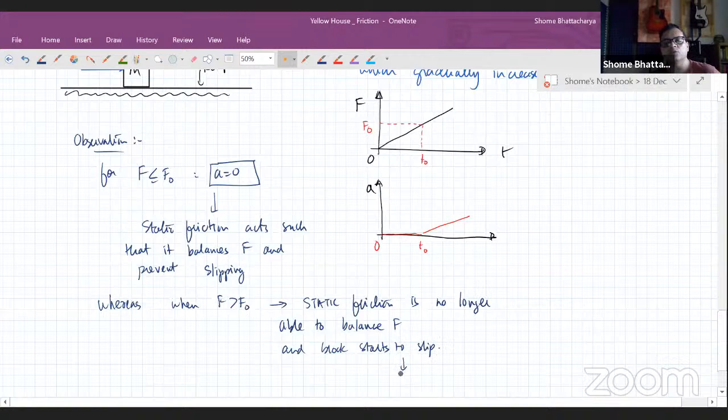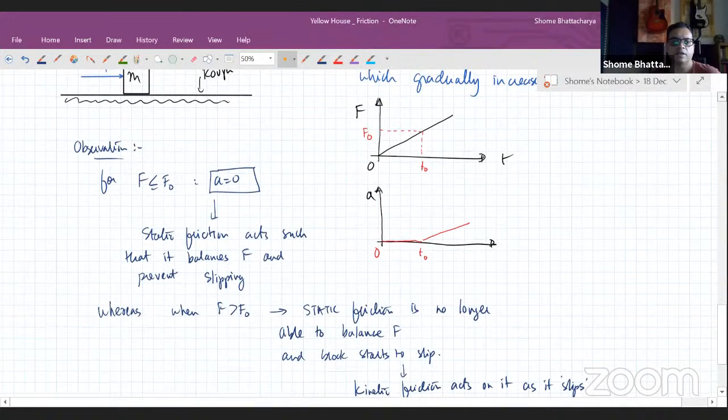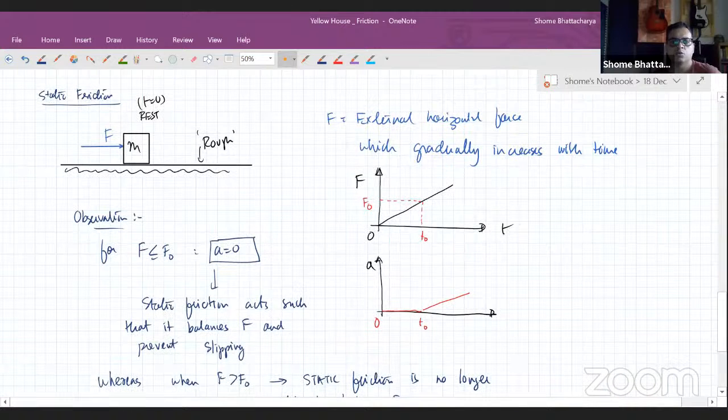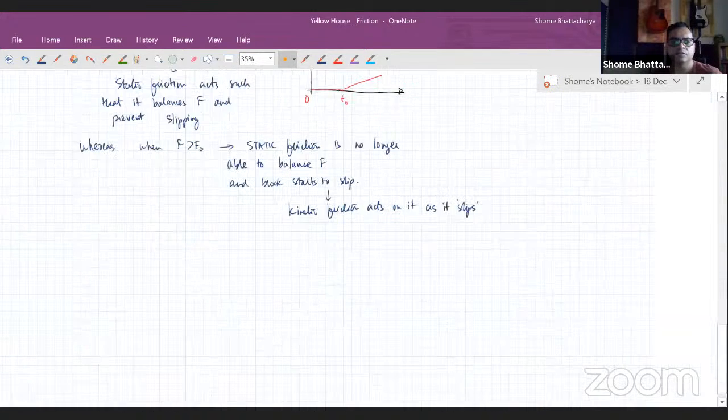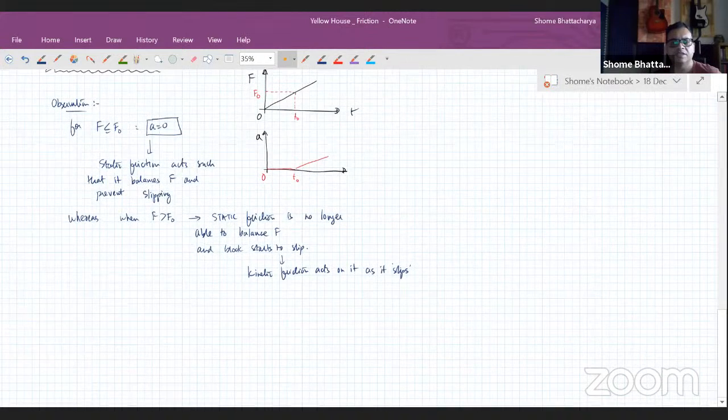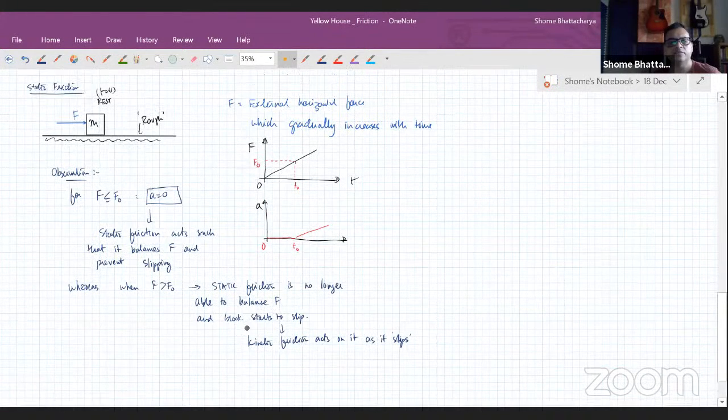So when it starts to slip, what will happen? Kinetic friction will start acting on it as it slips. Okay. So this is the first thing that we'll observe if we try out an experiment like this. So what that tells us is that static friction has a maximum limit. It cannot go beyond that limit. Okay. Now next we'll discuss what that limit depends on. So note down this part, and the next thing we'll see is what are the factors on which that limiting value or that maximum value of static friction depends.